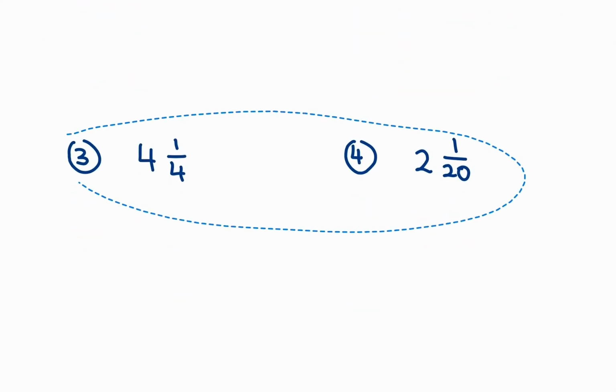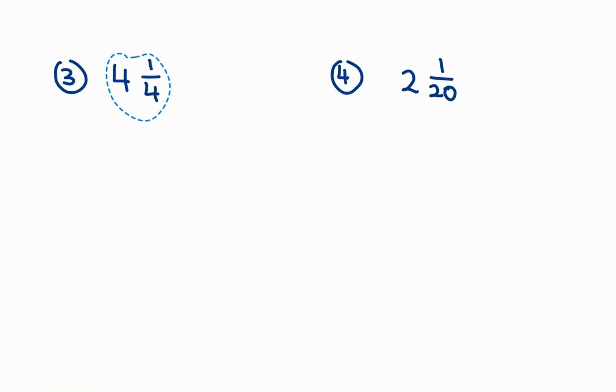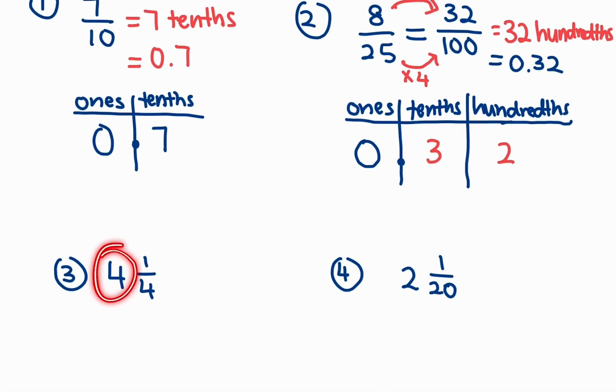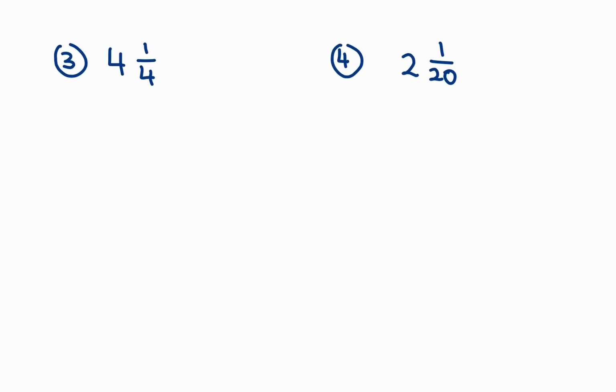Okay, next. 4 whole and 1/4. So what do I need to do? Why must I split the mixed number? How come this one needs splitting and these two don't? These two have no whole number, right? But this one has a whole number. Okay, so we need to split and take out the whole number. So we split into what and what? Okay, 4 and 1 out of 4.